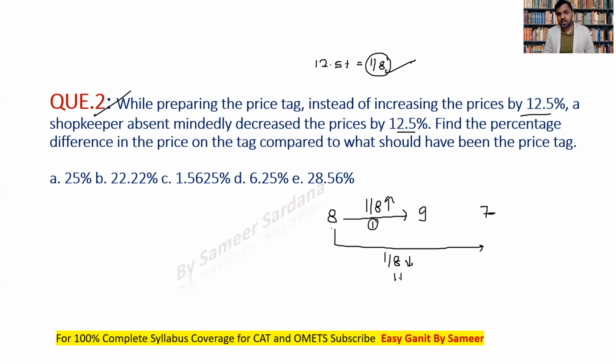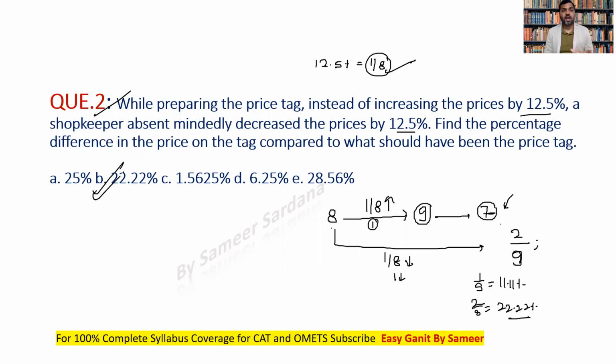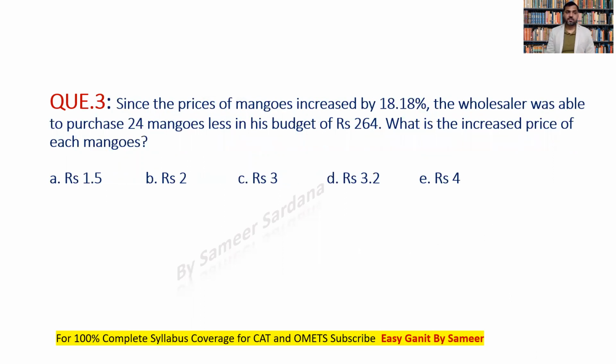1 by 8 decrement is decrement of 1. So the price should have been 9 that he should have written down, but what he wrote down is 7. So this price is actually 2 less than the price that it should have been. So 7 is 2 less than 9. So what is this percentage? You see that 1 by 9 is 11.11%. So 2 by 9 will be 22.22%. So the price that he wrote down is 22.22% less than what it should have been. So B is the correct answer.